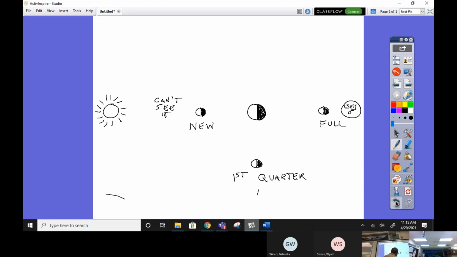So let's draw what we see there. We should see, wait a minute, I'm looking from the Earth at the moon, huh? So I'm actually seeing the other side of it lit up here. The right side of the moon is lit up at first quarter. This is what you see.